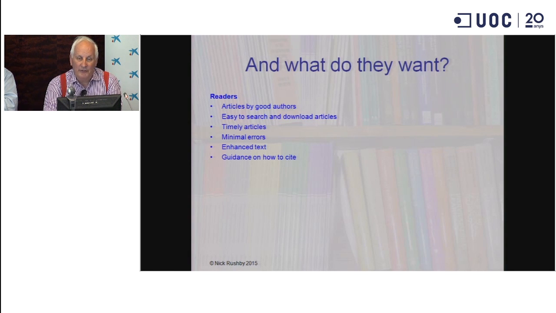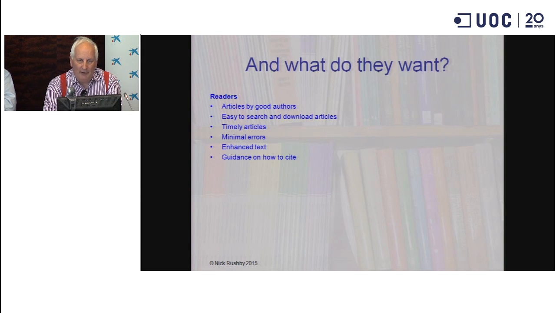The readers want articles by good authors. That doesn't mean to say well-established authors, authors they've heard of, but they want authors that they can believe in. They want it to be easy to find, easy to search and download articles. They want their articles to be timely. Sometimes we like to reread stuff that was published 15 years ago, but usually we're more interested in the cutting edge, what's happening now.